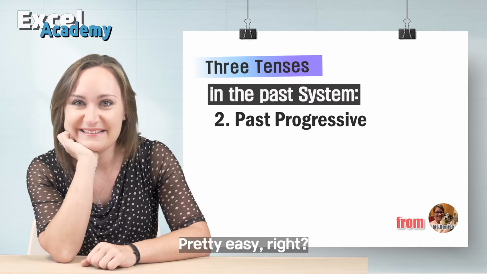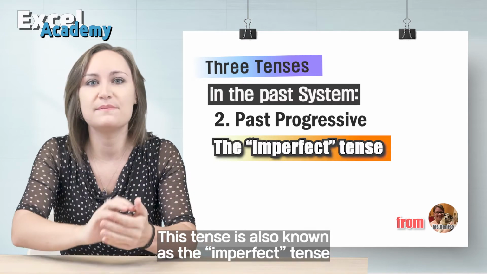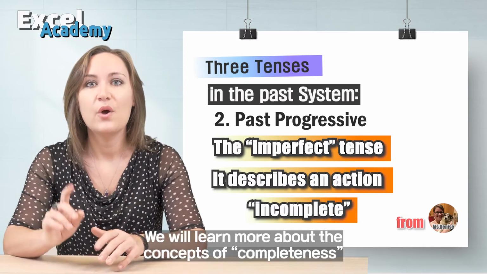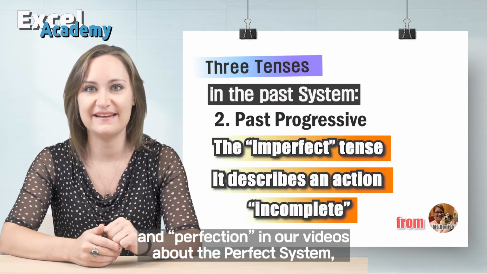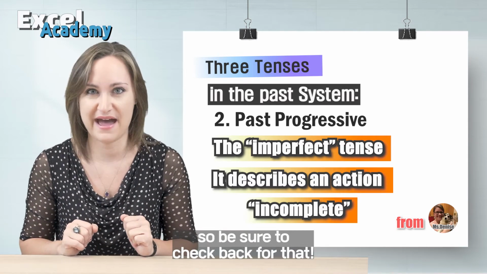Pretty easy, right? This tense is also known as the imperfect tense because it describes an action that is incomplete. We will learn more about the concepts of completeness and perfection in our videos about the perfect system, so be sure to check back for that.